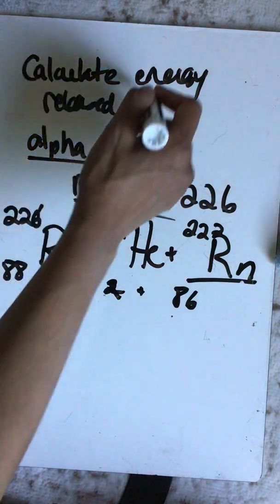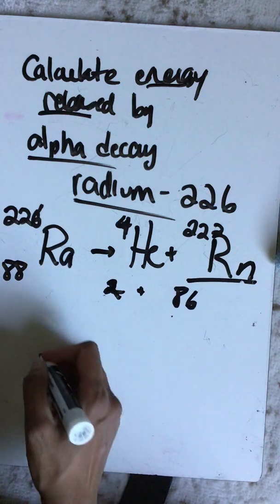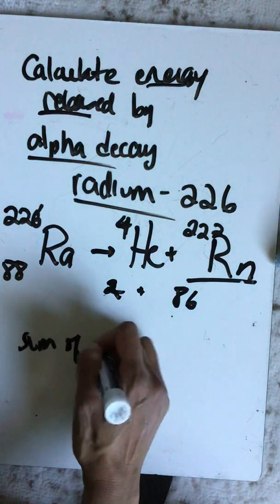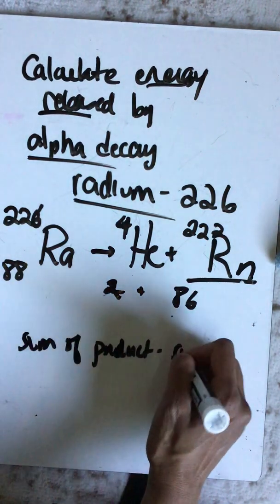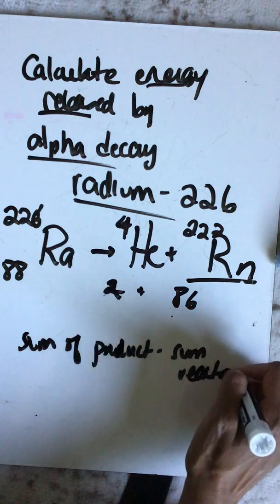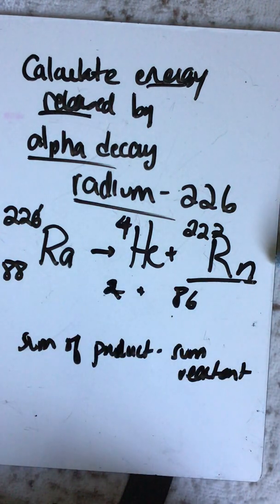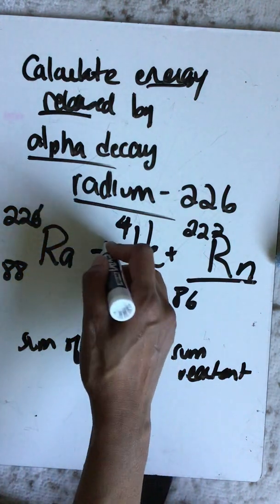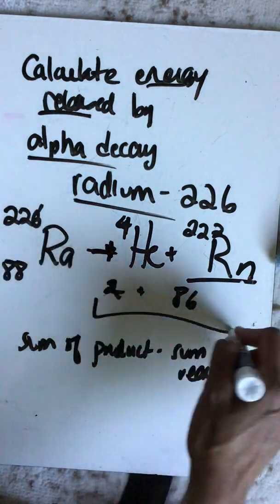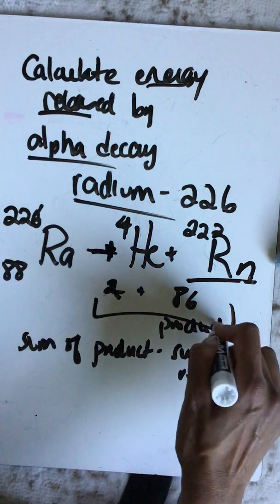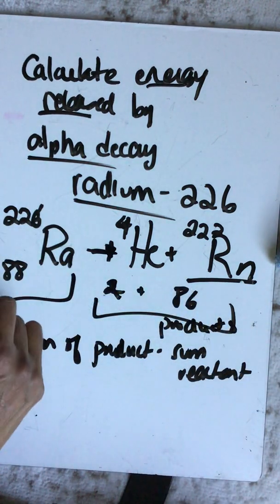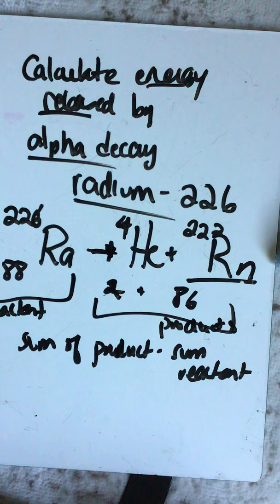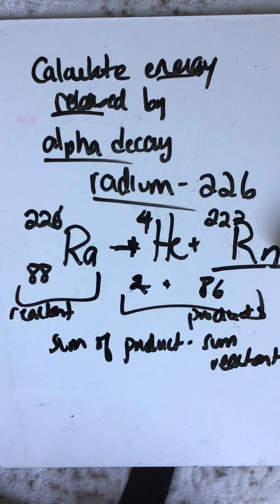Now, when you want to calculate the energy released, you're going to again do the sum of the product minus sum of the reactant, the same formula that we did in the last lesson. So again, on this side of the arrow, these are your products. And over here, this is your reactant. Okay, so now what numbers do we associate with the products and the reactant? We've got to use this table here.